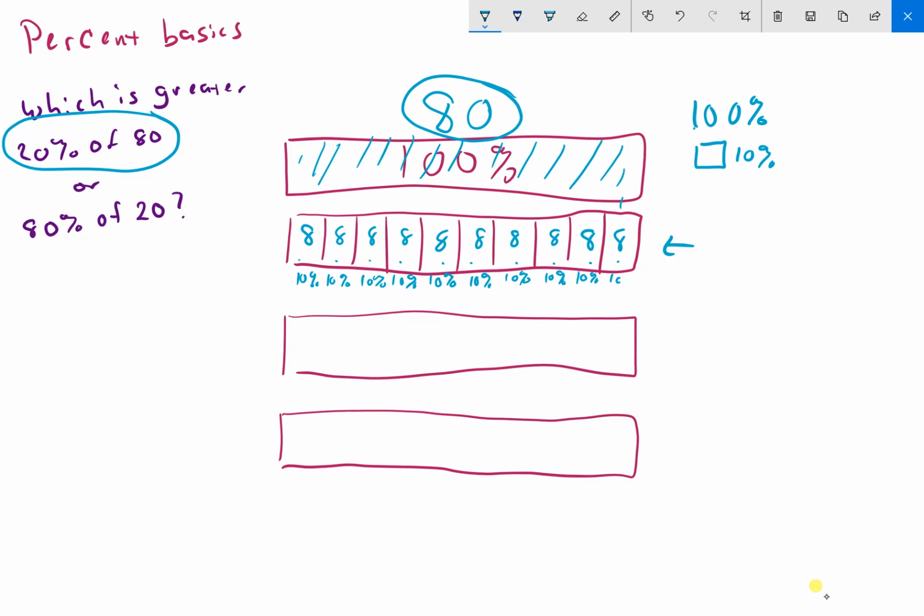This is still worth 100%. So 20% would be these two bars. 20% of the total, this whole big thing is the total, would be 20% of 80, which is 16. So 20% of 80 equals 16. Now I said 80% of 20.